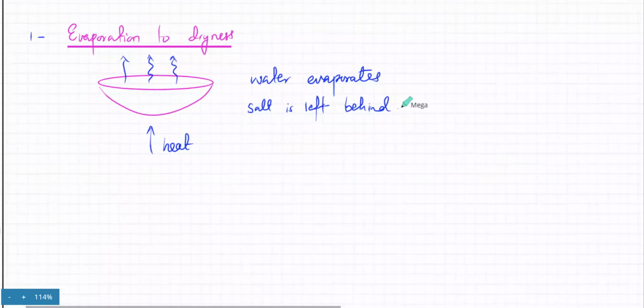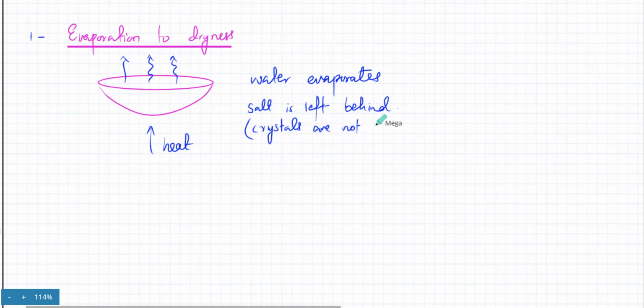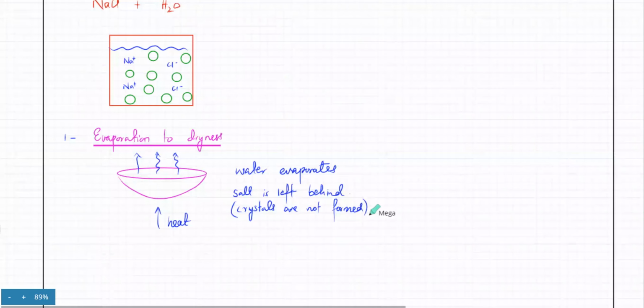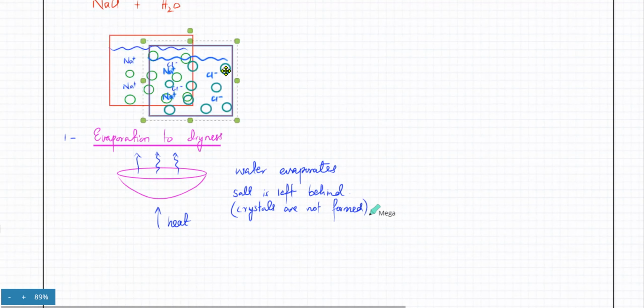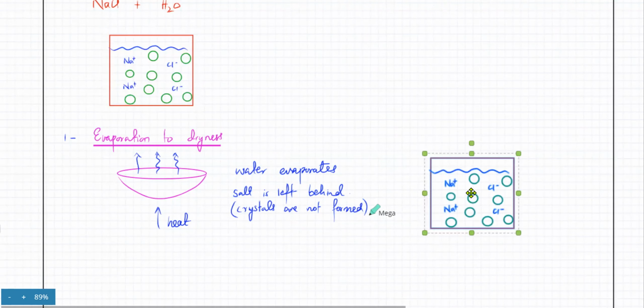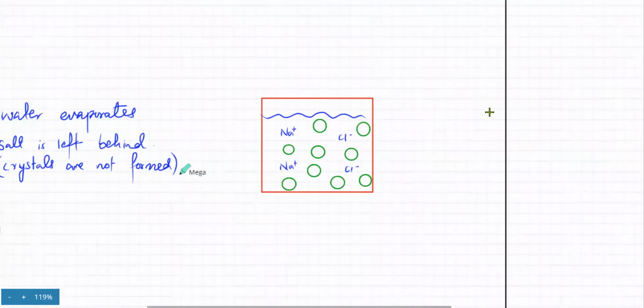The salt would be left behind. Now, the problem with this method is that although the salt is left behind, large crystals are not formed. I'm going to explain that if you heat it strongly and evaporate it very quickly, this is what's going to happen. So this is what's going to happen.